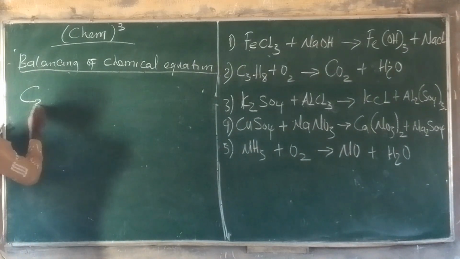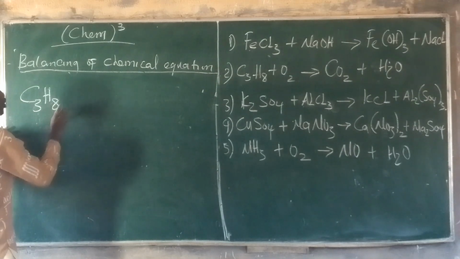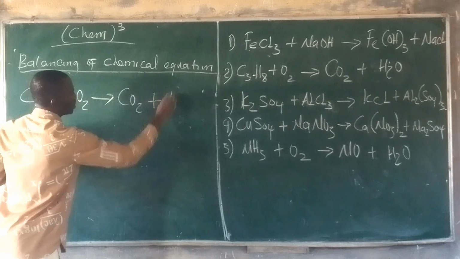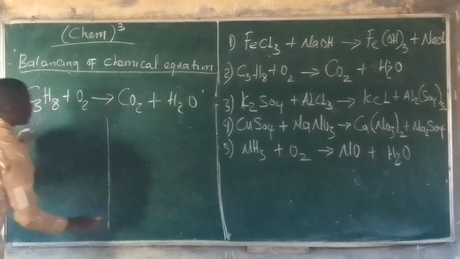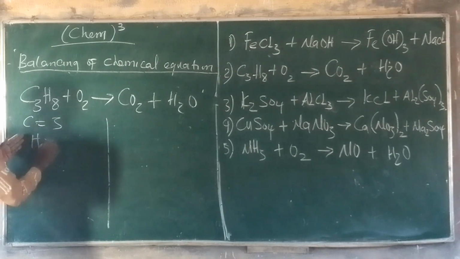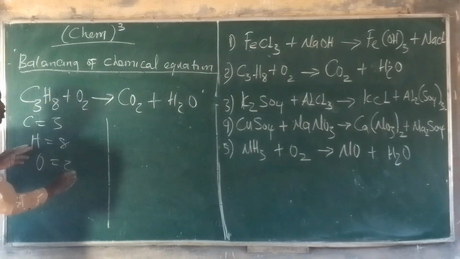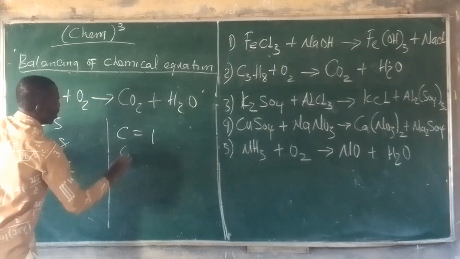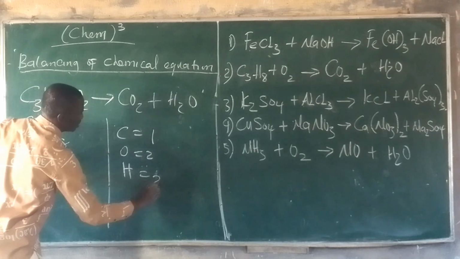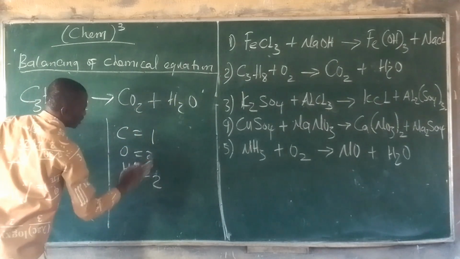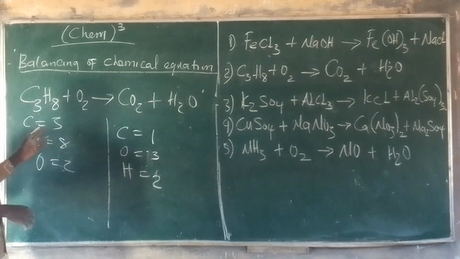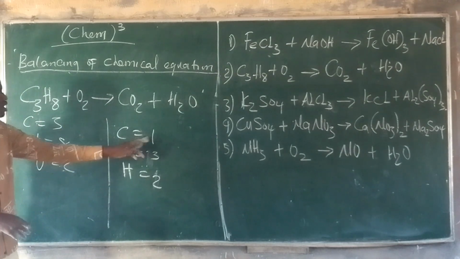So we have propane plus O2 gives you CO2 plus H2O. Now, the first thing is to give account of what you have. Carbon is 3, hydrogen is 8, oxygen is 2. Carbon is 1, oxygen is 2, hydrogen is 2. Oxygen is not 2. Oxygen is 2 plus 1, that is 3. Now, first of all, check for when you have a problem. The problem we have is with carbon. Carbon is 3, carbon is 1.